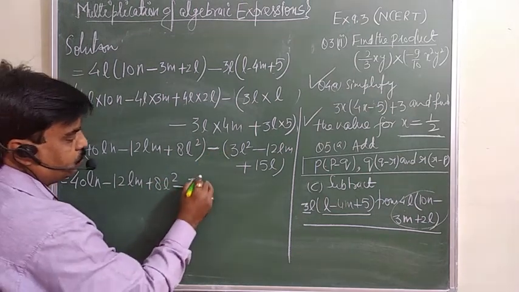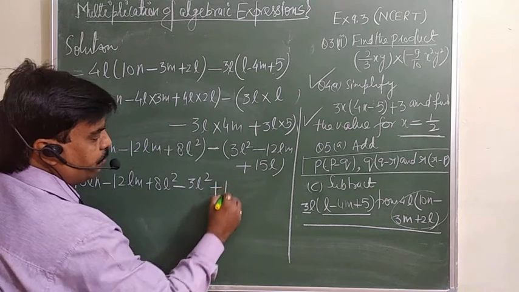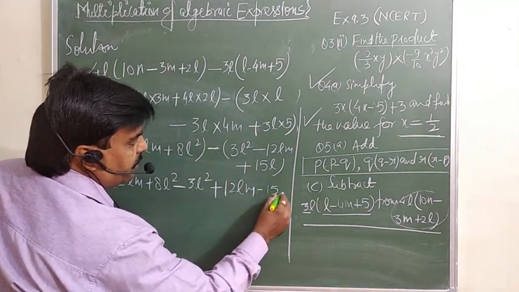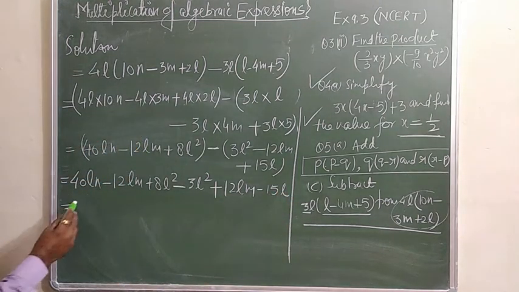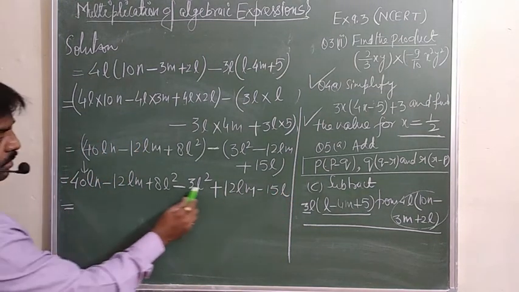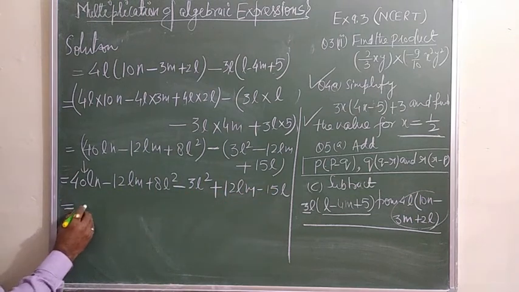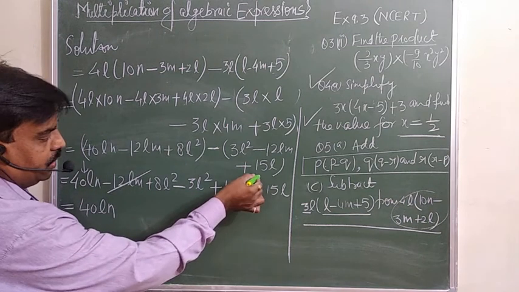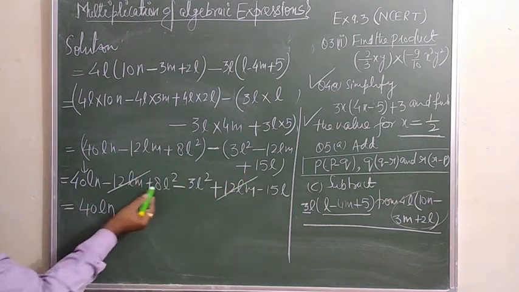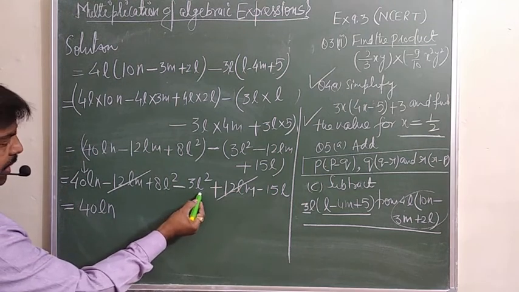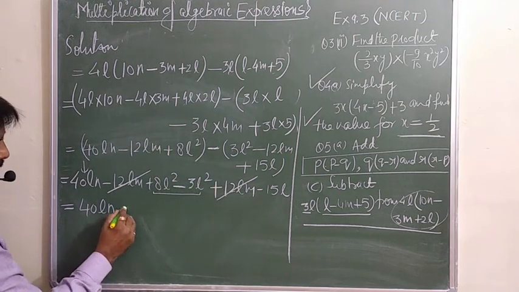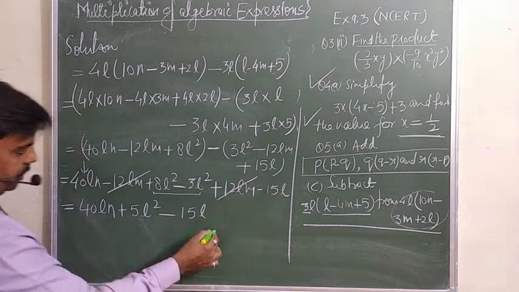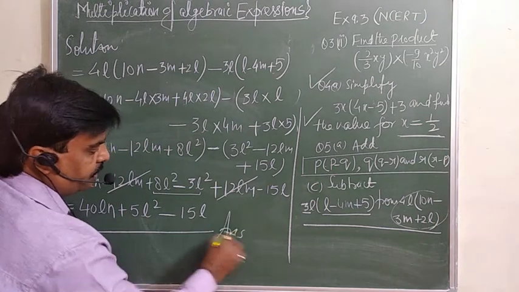This is minus 3 L square. Minus minus becomes plus LM, minus into plus is minus 15L. Now look at like terms with like terms. Here 40 LN, there is no term of LN, so this will remain as it is. But here is minus 12 LM and this is plus 12 LM, it will be cancelled. Here is 8 L square. These are like terms. 8 minus 3 is 5 L square, and 15L will remain as it is. So this is your answer. Have a look.